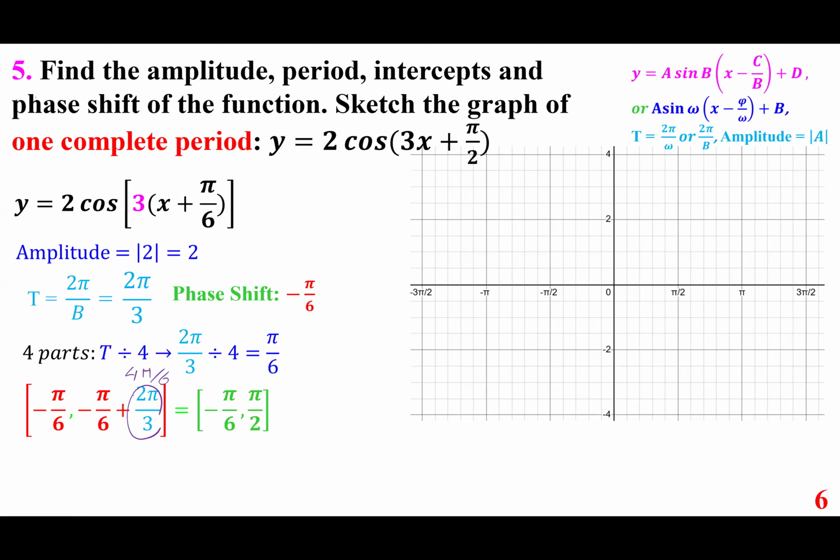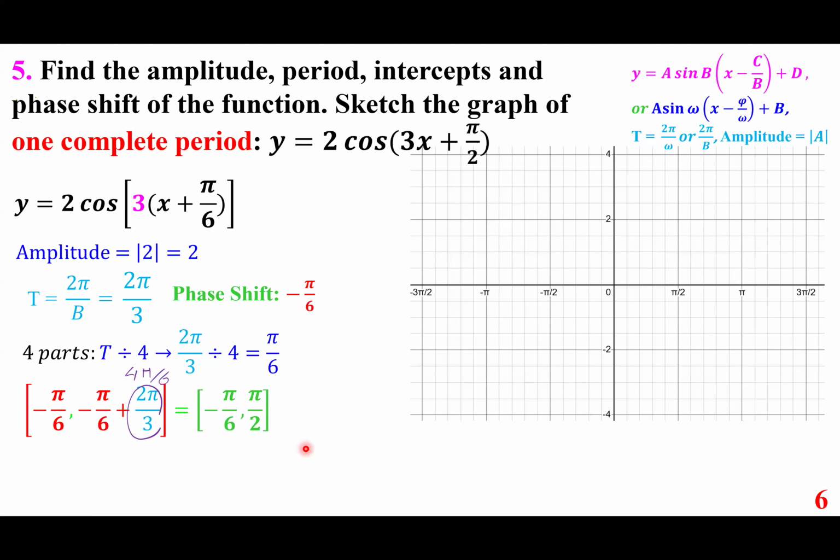4 pi over 6 added to negative pi over 6 is 3 pi over 6, which is pi over 2. And so what are the endpoints? We start with the very first one, minus pi over 6. And then we add this number, okay, right? Because we cut it into 4.